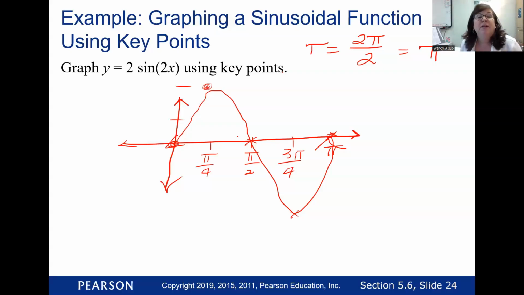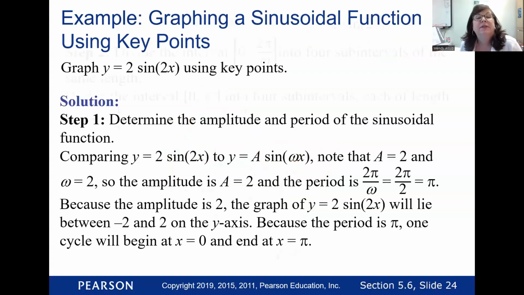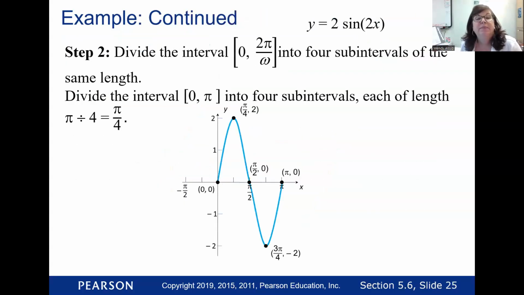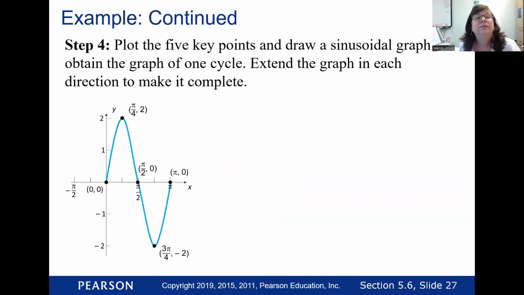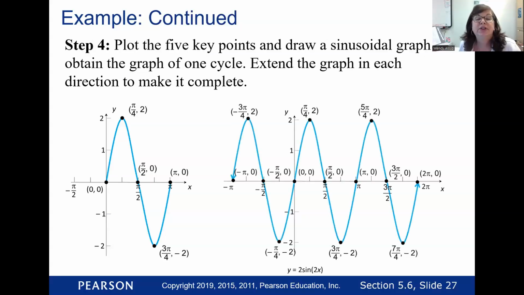They've got it laid out a little more nicely for us. All right, so they did it. We realized our period would be pi. We divided it into 4s, and then we found our values. We know that instead of going up to 1 and down to -1, it's going to go up to 2 and down to -2. And you could extend it on.